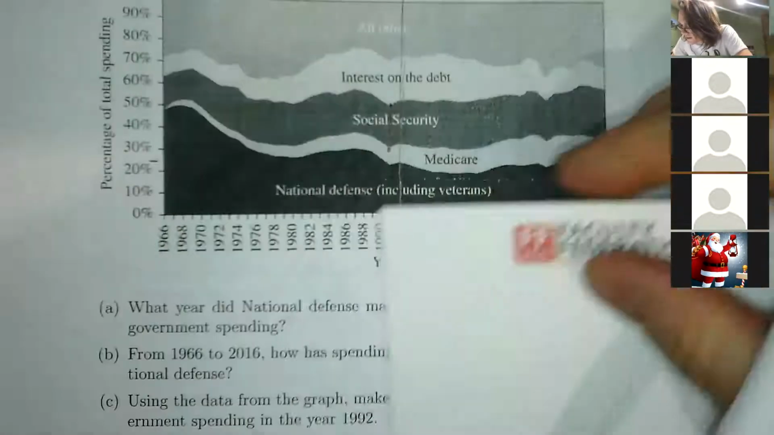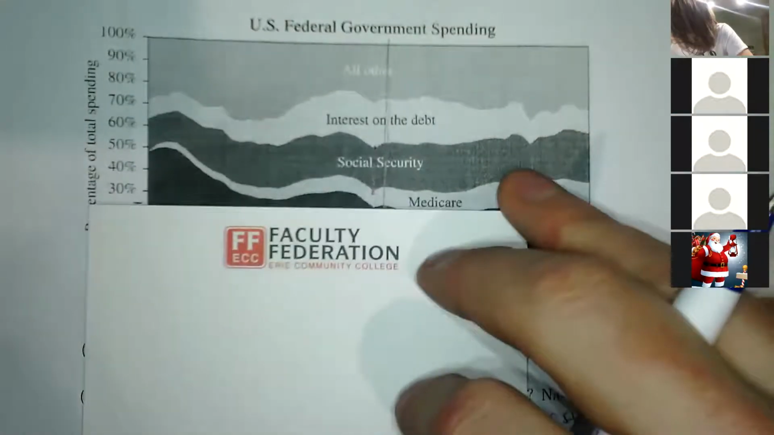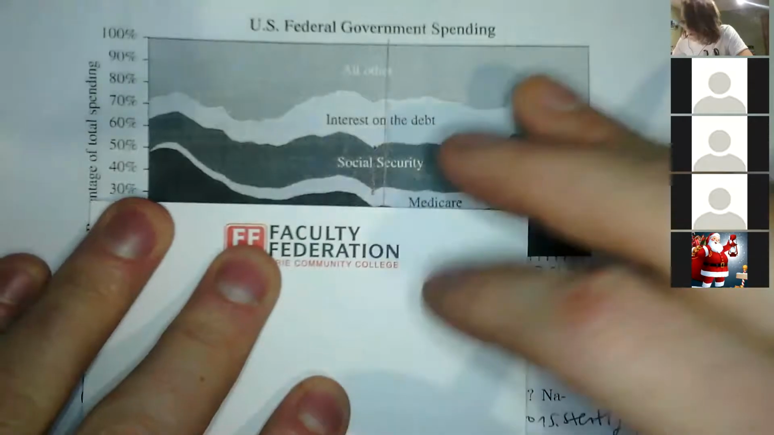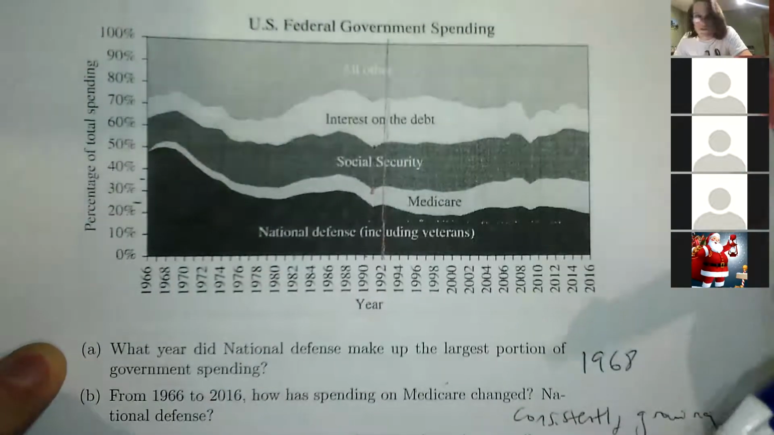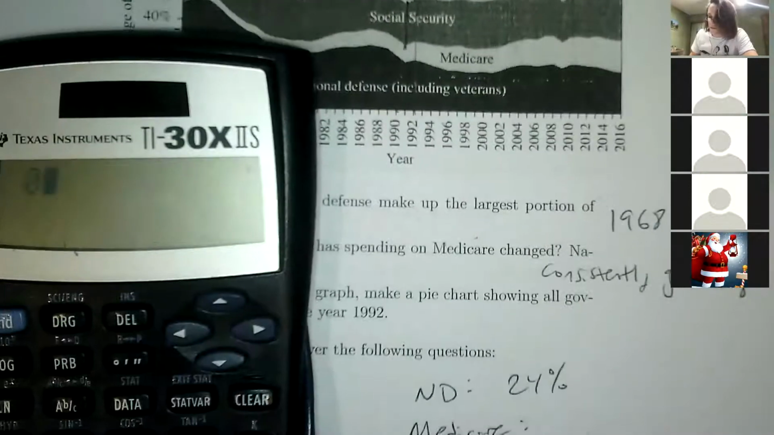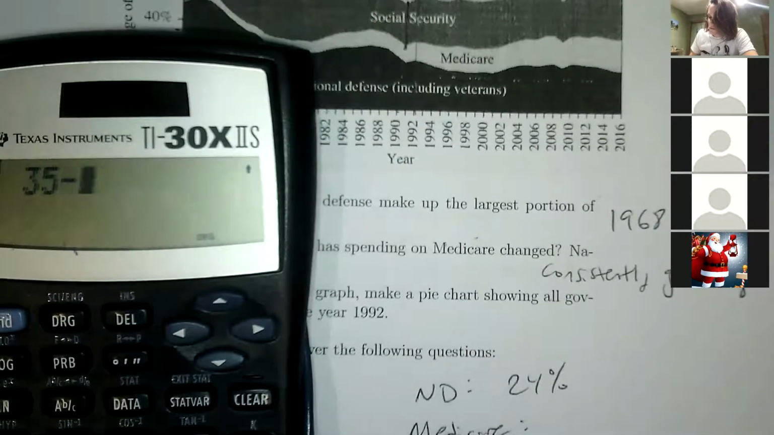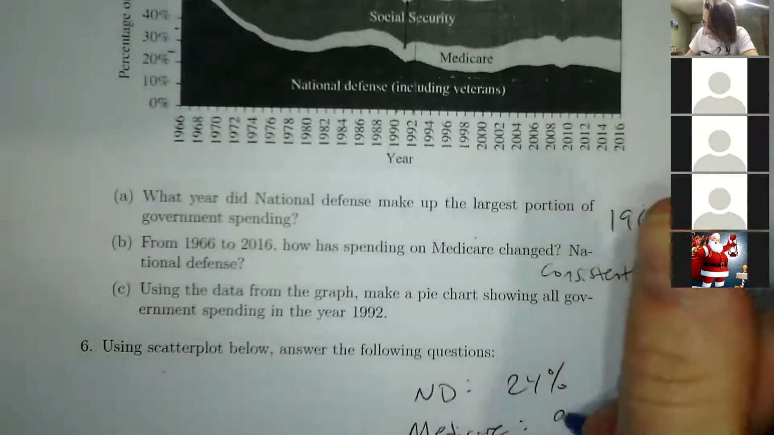Medicare. So again, Medicare is one where we have to be careful, right? Because it's in the middle. So the lowest is at 26 because we just did that one, and the highest is whatever this is. That looks like 35 to me. So you just subtract. So 35 minus 26. Right, so you get 9. So 9%.